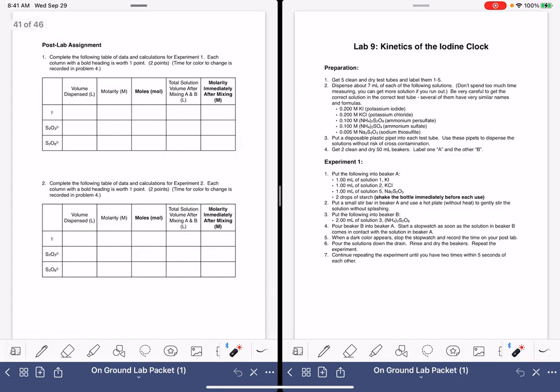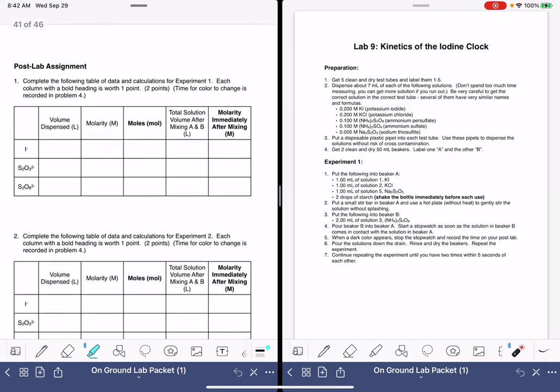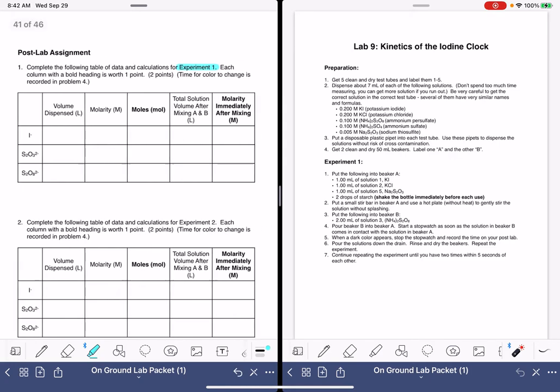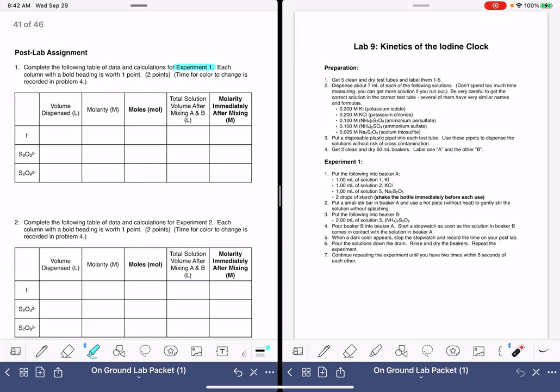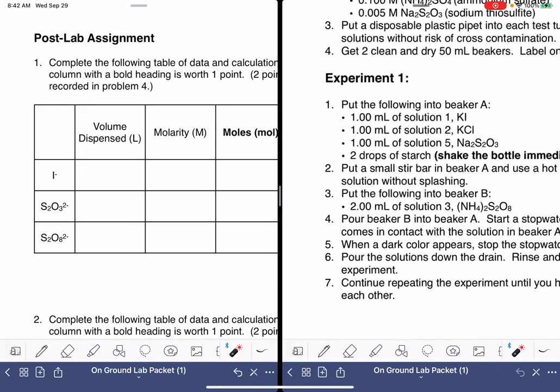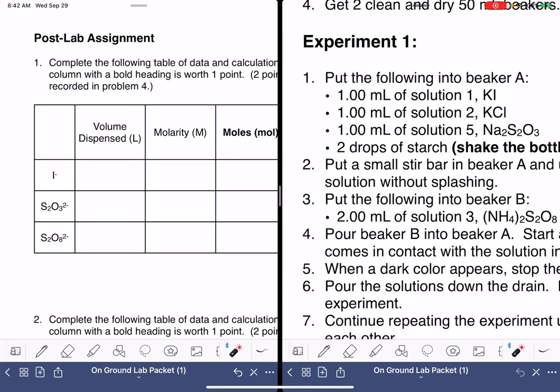The first thing that you're going to do on your post-lab assignment is to recalculate the molarity of some of the substances that you used in those three experiments. Not all, just some. So the first data table pertains to experiment number one. What we're doing here is recalculating the molarities of some of the solutions: the iodide, the thiosulfate, and the persulfate. So we're going to refer to experiment number one. That's going to help us fill this table out.